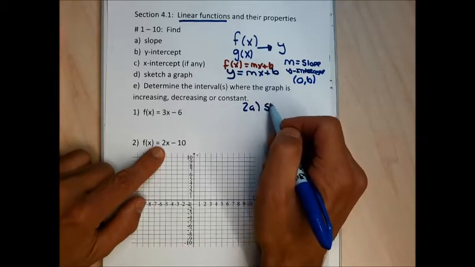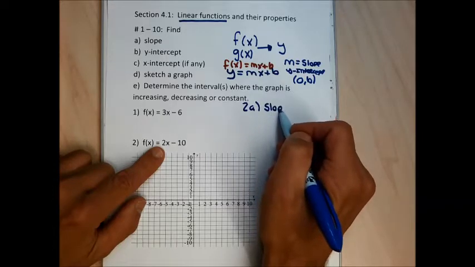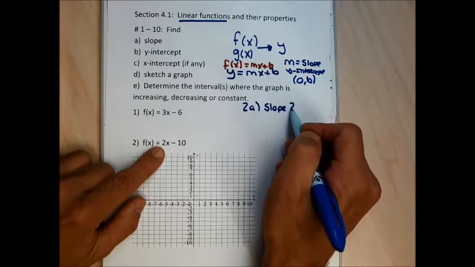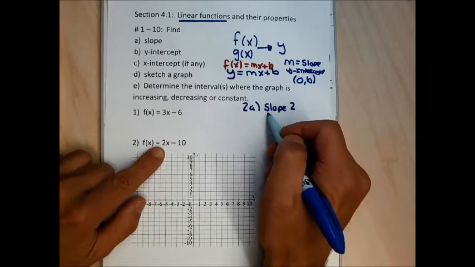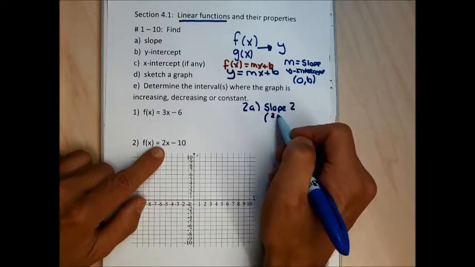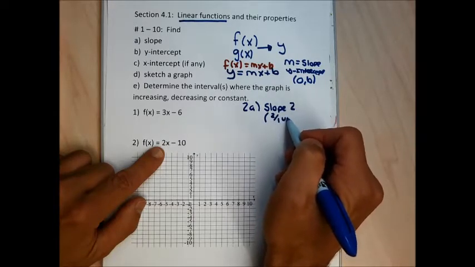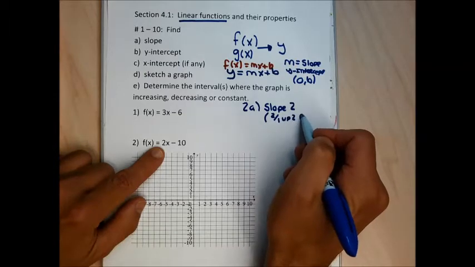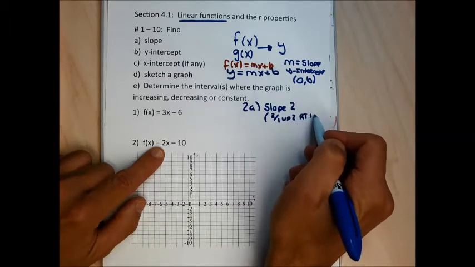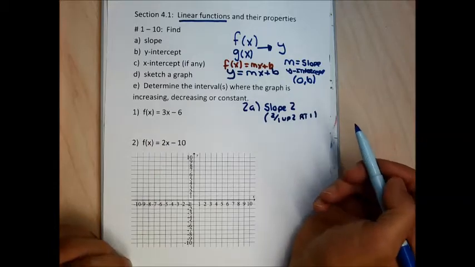For 2a, there's no algebra to do. The slope of this line is going to be 2. And when I go to sketch a graph, I can use that 2 if I think of it as 2 over 1 and go up 2 and right 1. Just in case you forgot that.